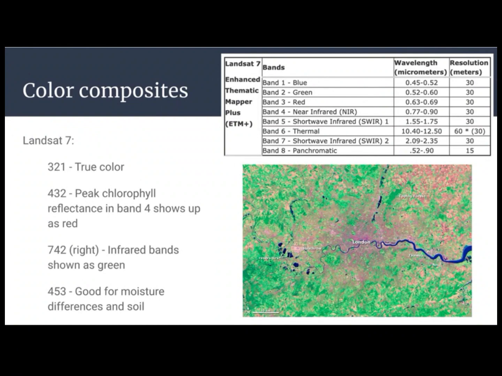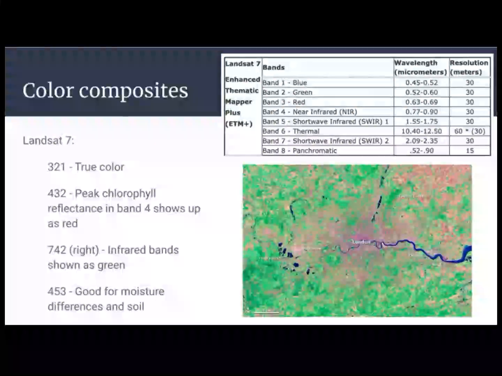So that red-looking image of Mount St. Helens on the last slide, that's a 4-3-2 composite, which is a false color composite. That's where the near-infrared is in red, the red in green, and the green in blue. So you end up with those bright red values in the near-infrared parts of the spectrum that are really visible once you do the composite. Another example, 7-4-2, is another common band type for Landsat 7.